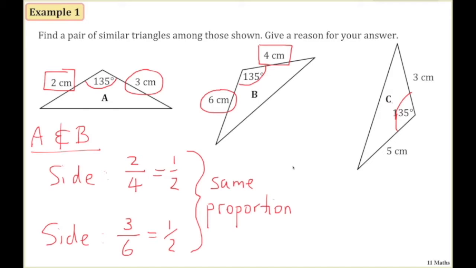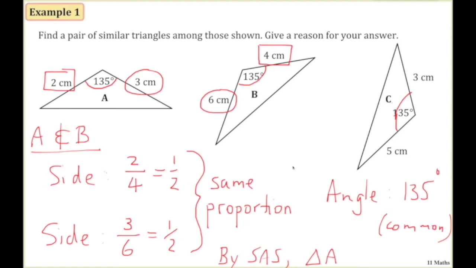Well, if we've got 2 sides in the same proportion and angle 135 degrees is common, that means that we can say by SAS, triangle A is similar to triangle B. Now that's a bit messy, but hopefully you get the idea there. We've used the side angle side, and I've shown two pairs of sides are in the same proportion when I compare them with each other, and we've got a common angle between them.